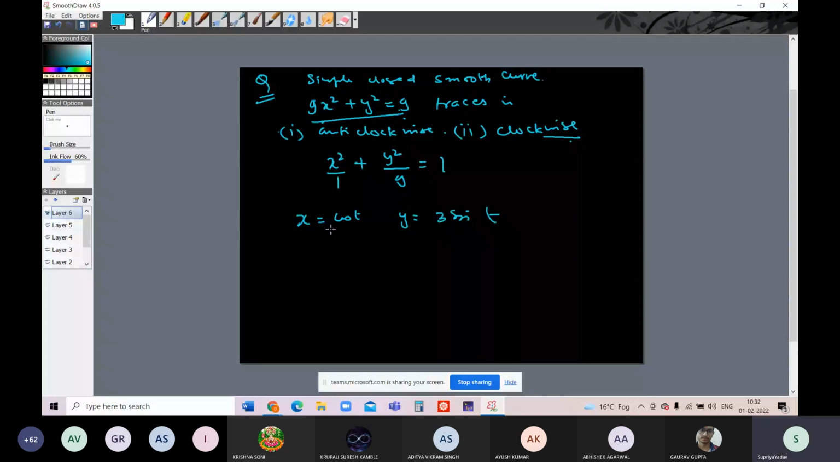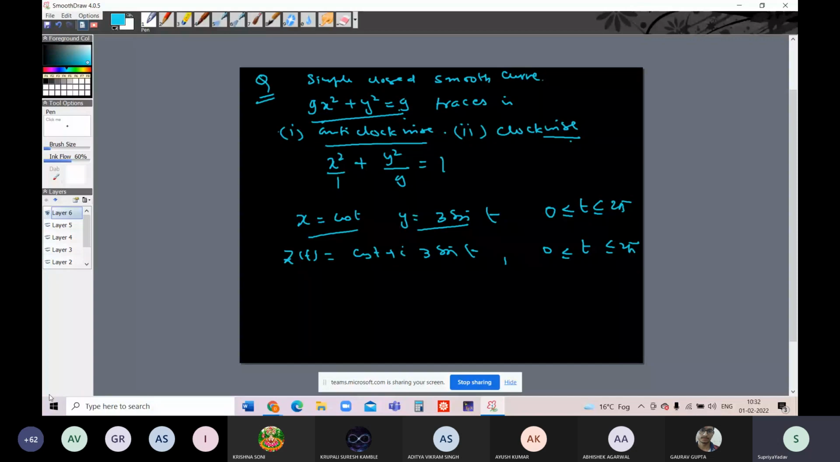Its parametric equation will be x equals cos t and y equals 3 sin t, where this t will travel, because we have to trace the curve in anti-clockwise direction. So we can take t from 0 to 2 pi. Anti-clockwise direction is also known as positive direction. या z(t) बोलें तो z(t) will be cos t plus i 3 sin t, where t goes from 0 to 2 pi. This is our curve C.